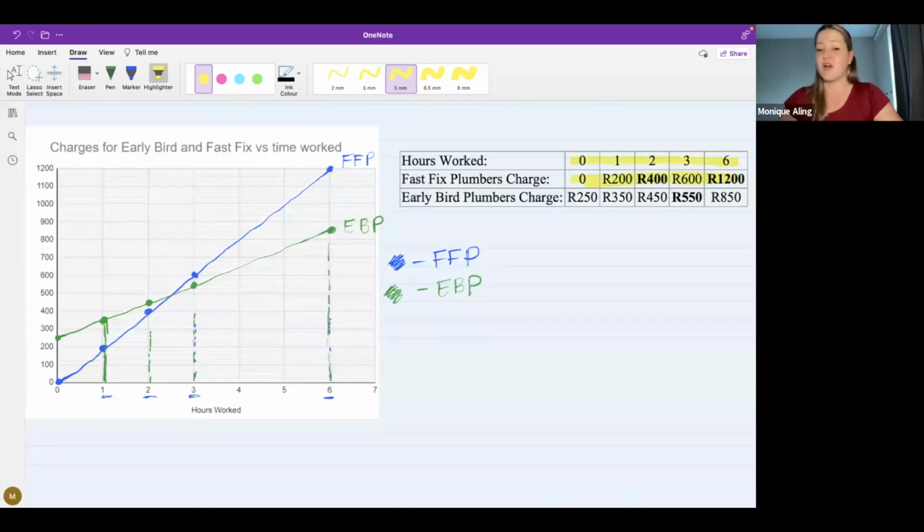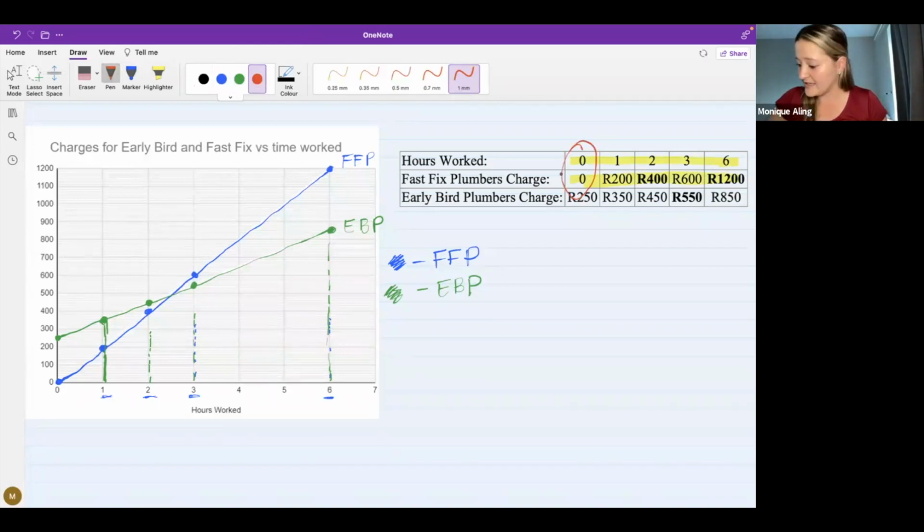And according to the scenario, if they don't do any work, they don't charge any money. So hence, I plotted the first point, which we can see here in the table is 0 and 0. So it starts there because if they don't do any work, they don't make any money. Then at the table, it says 1 hour costs 200 Rand. So I look at my hours because that's the bottom of the graph here. And I follow one. Okay, you obviously don't draw that in. And you plot your point at 200 Rand.